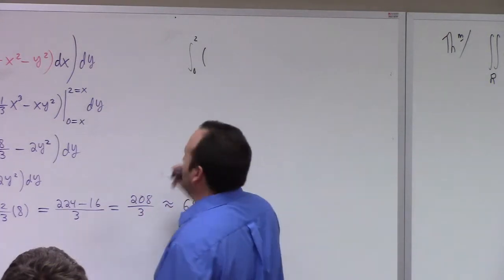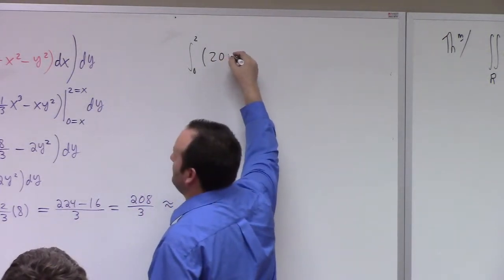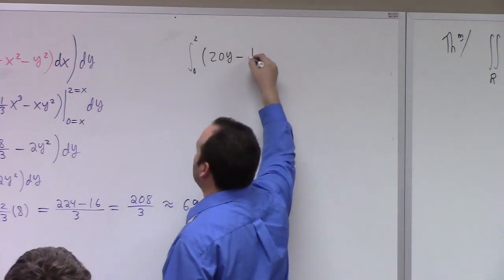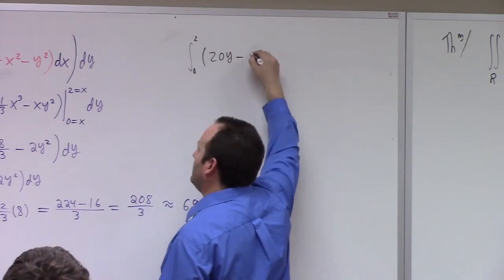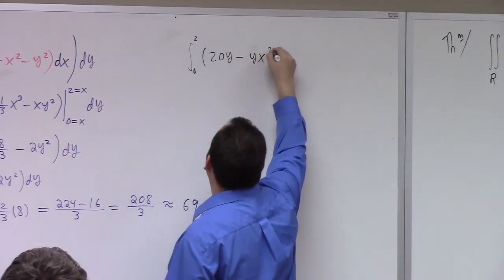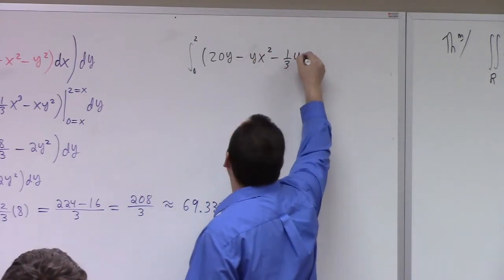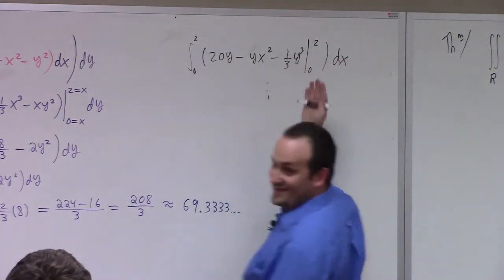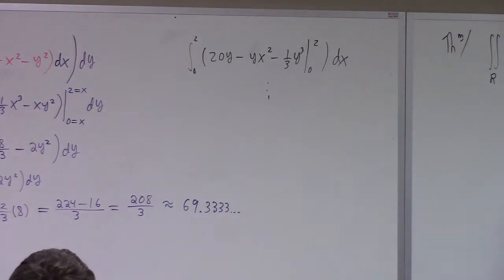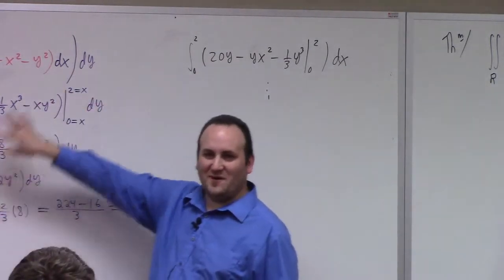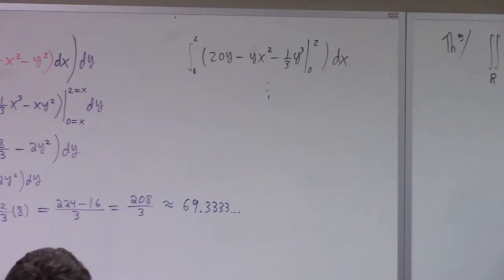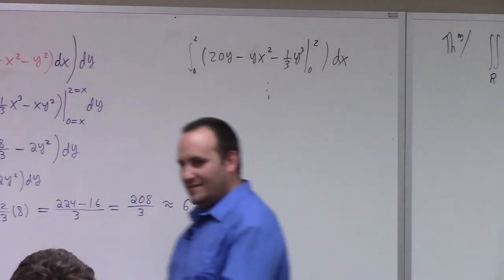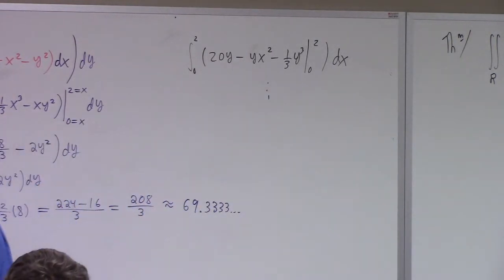That's an interesting question. But you see where it's going. This would be 20y minus yx squared minus 1/3 y cubed evaluated from 0 to 2, dx, and so on. It's actually the same thing here. If you just switch x and y, you get the same answer. It's sort of like two even triangles. If they were different bounds, it wouldn't matter. Let's look at a different example, because that's just a coincidence here.